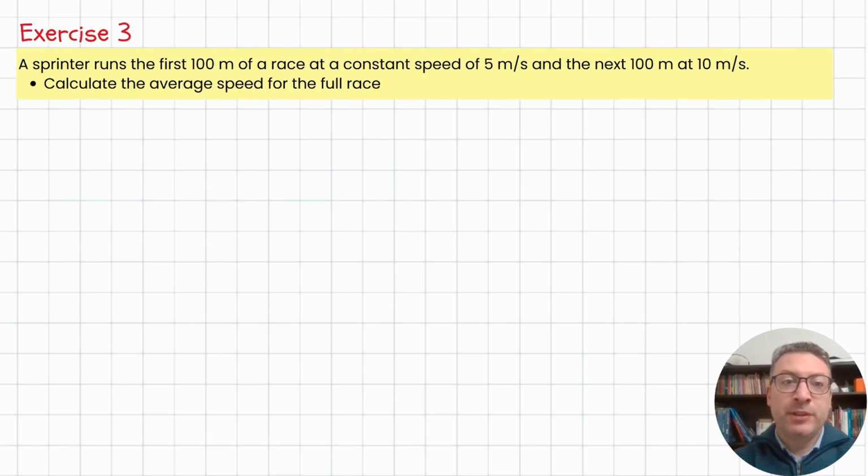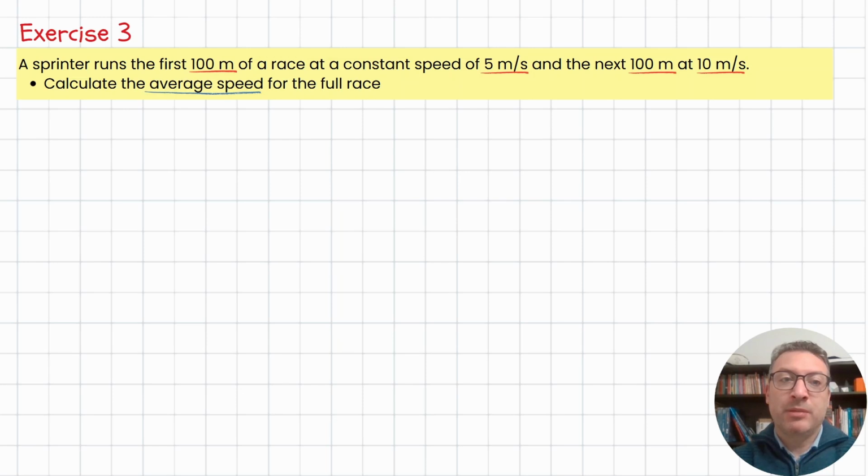A sprinter runs the first 100 meters of a race at a constant speed of 5 meters per second, and the next 100 meters at 10 meters per second. Calculate the average speed for the full race. Let's highlight the important information in the text and the unknown.